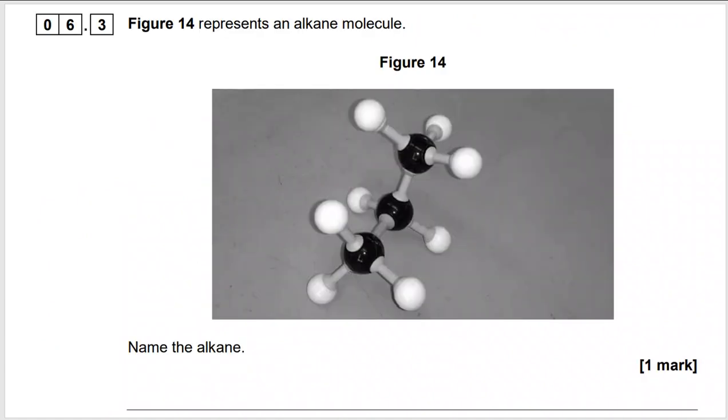On 6.3, you are being asked to name the alkane. So the first thing to look at is how many carbons there are. 1, 2, 3. And for that, you have got to remember that 3 carbons in a chain will have the prefix prop. It's an alkane. There are no double bonds. So what we have here is propane.